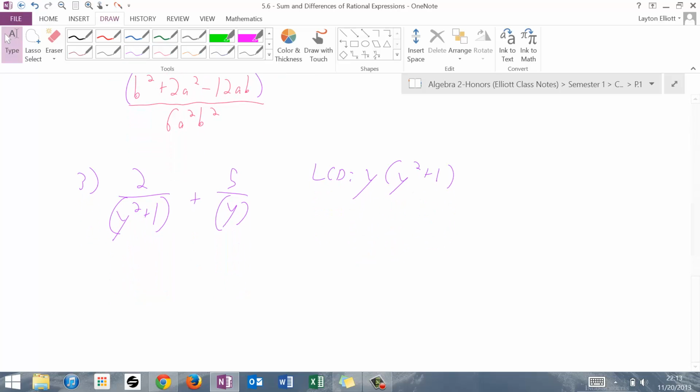It's like trying to combine. I just need them separately. So once again, I'm going to draw one fraction bar with the LCD on the bottom. Then say, what would I have to multiply this by to get the LCD? I'd have to multiply it by a y. So I'm going to have 2y on the top.